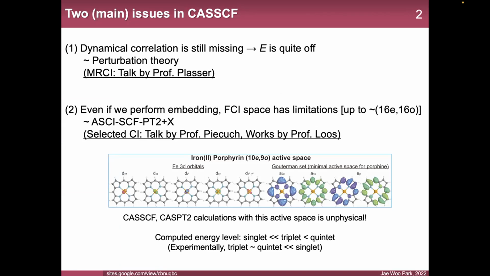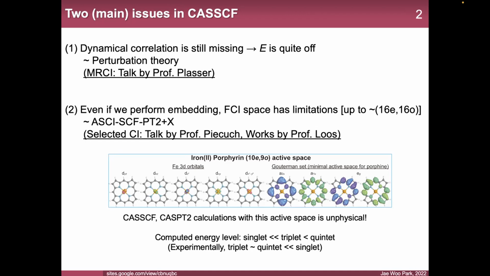Probably everyone in this room knows that there are two main issues in CAS-SCF calculations. First, the dynamical correlation is missing and the energy is quite off from the experimental value. So I will talk about my work on multireference perturbation theories. There was a wonderful talk by Professor Plasser on MRCI theory.